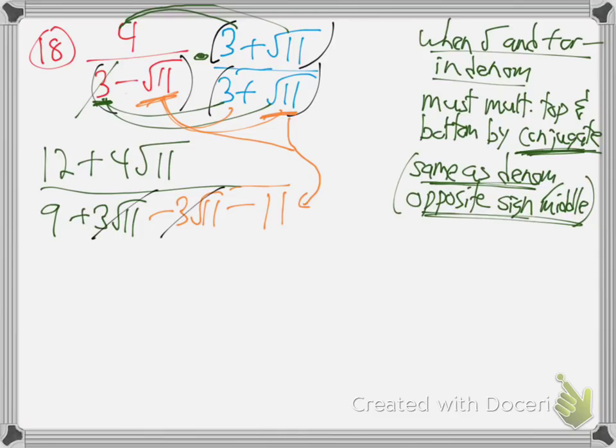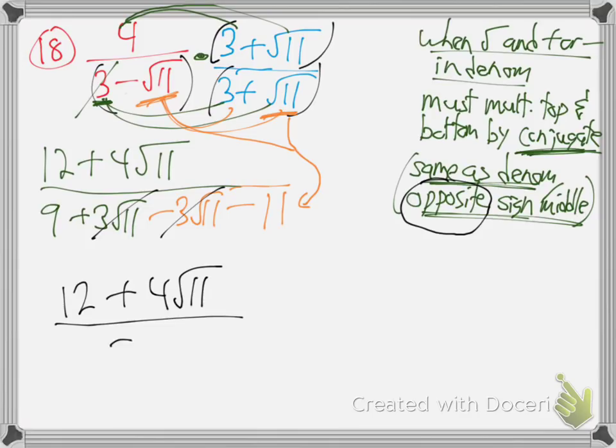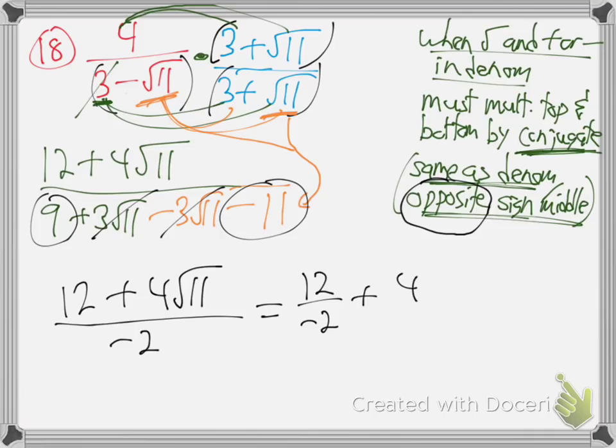See how these two cancel now? Plus 3 root 11 minus 3 root 11, those cancel. That's why we use the opposite sign, because then we get those to cancel. So we have 12 plus 4 root 11 over negative 2, right? 9 minus 11, negative 2. Last step, we'll put the negative 2 underneath both of those, and then we can divide. We get negative 6 minus 2 root 11. There we go. What did we do? We got rid of the root from the denominator.